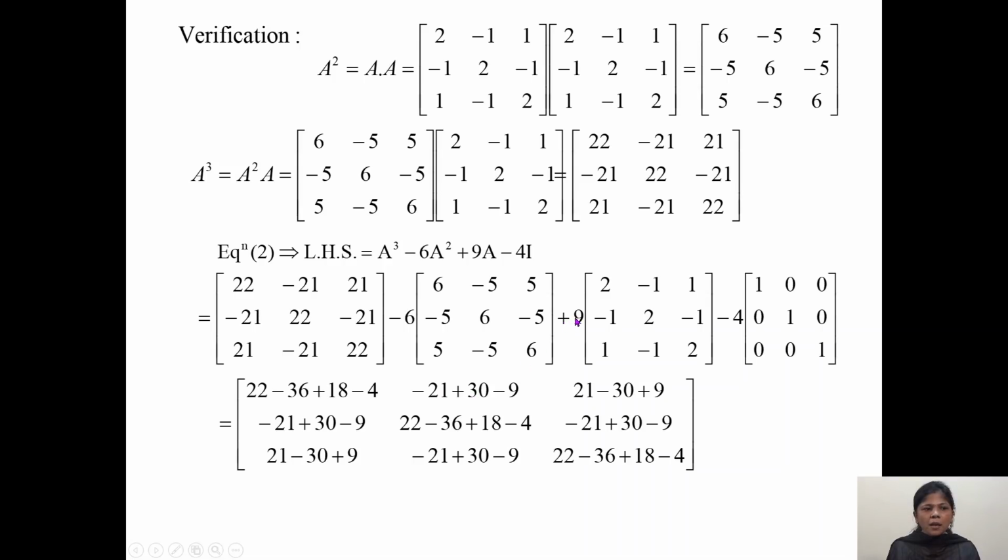Then plus 9 into minus 1, what is that? Minus 9. So minus 9. Then minus 4 into 0, so 0. So we will not write anything. So this will be the element in the 1, 2 position, right?